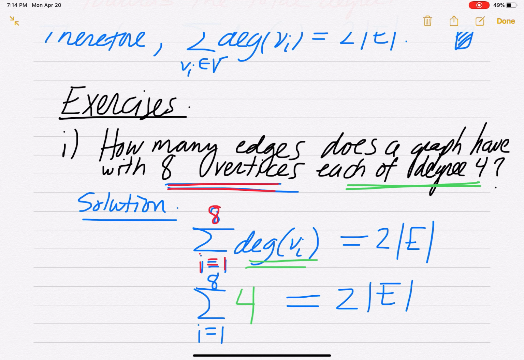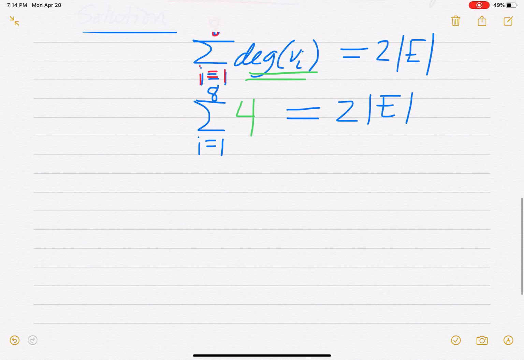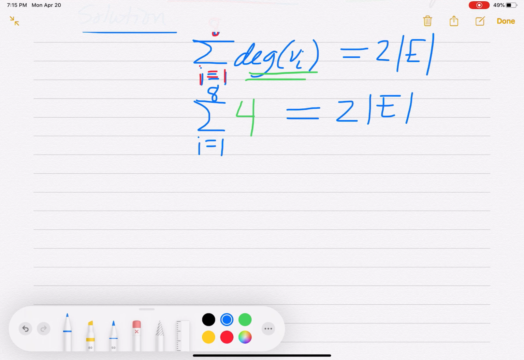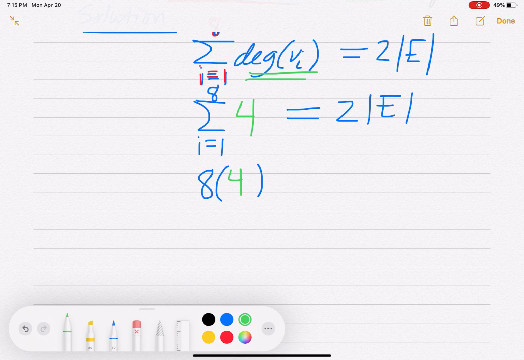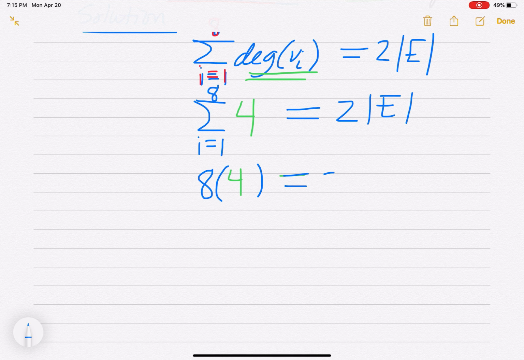If I solve this, what happens if I add up 4 plus 4 plus 4 plus 4 plus 4 plus 4, 8 times, right? Well, it's just a fancy way of saying 8 times 4, or 4 times 8, however you want to say that. I'm going to write this as 8 times 4. So we got 8 times 4 equals twice the number of edges.